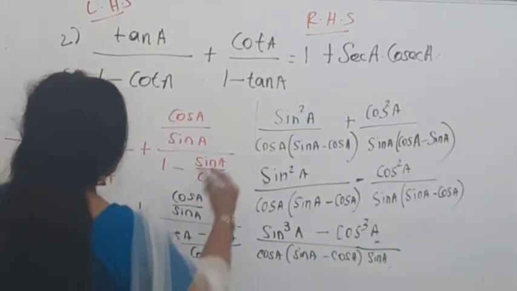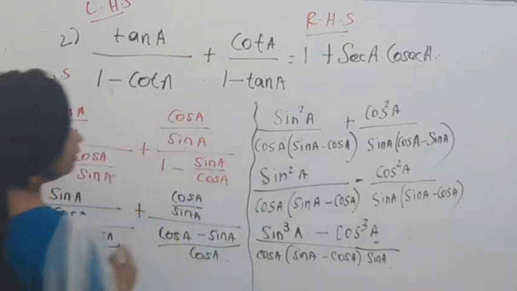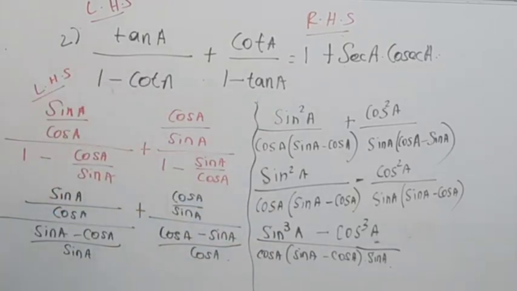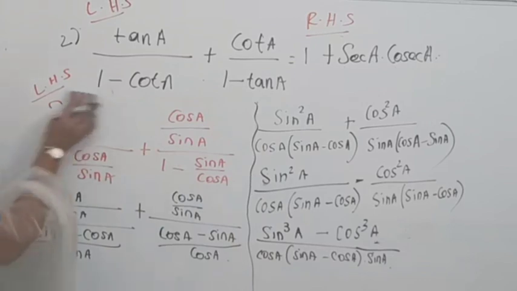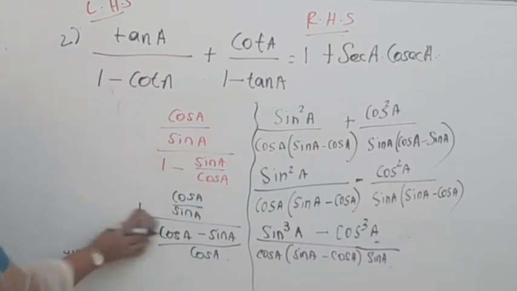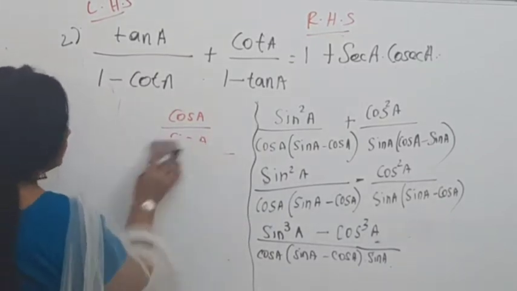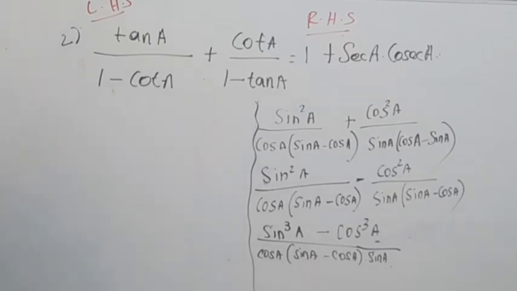So I have my numerator as sin cube A minus cos cube A. So now the next step would be the identity a cube minus b cube.